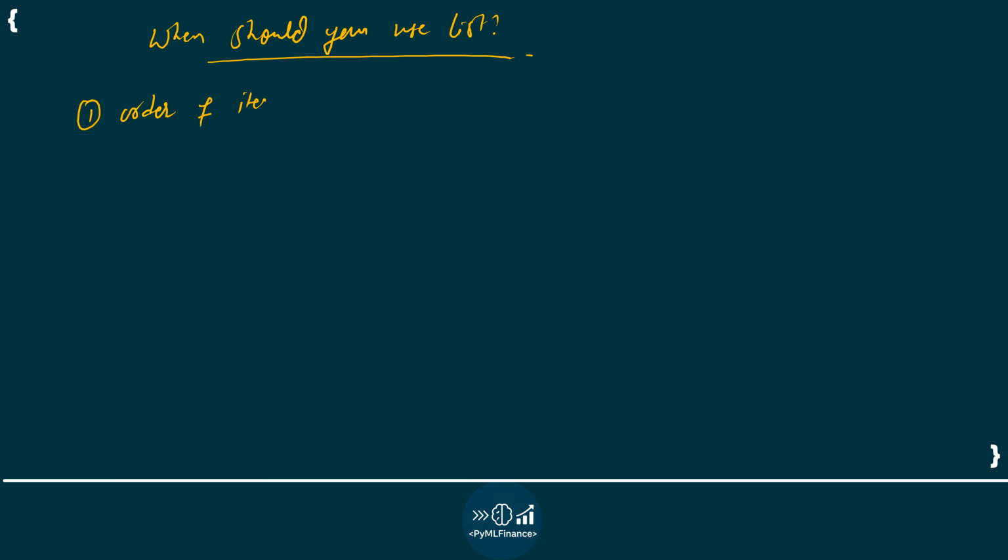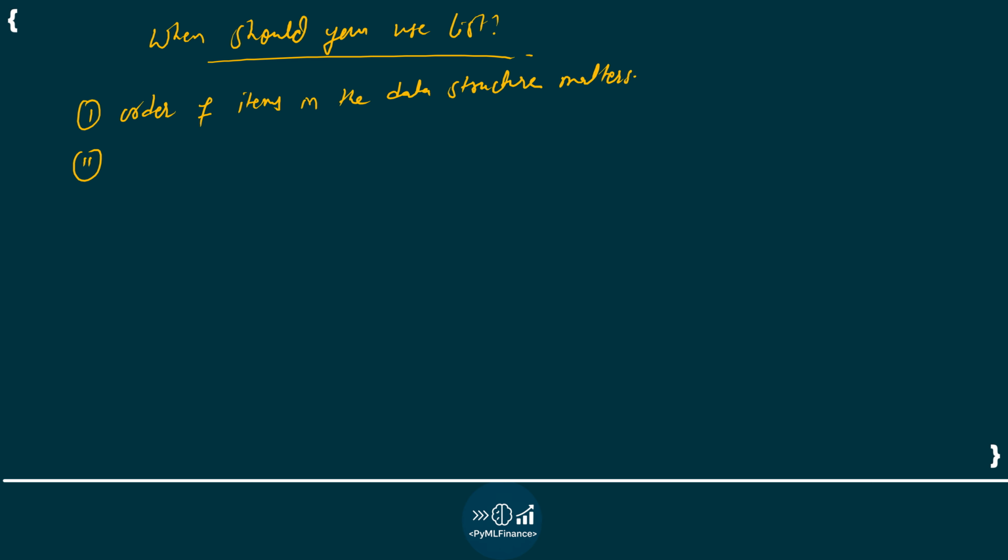Now the next question that can come to your mind is when should you use list? Lists are ideal when for you the order of items in the data structure matters. One is when the order of items in the data structure matters. If this is the case, you should always use list.